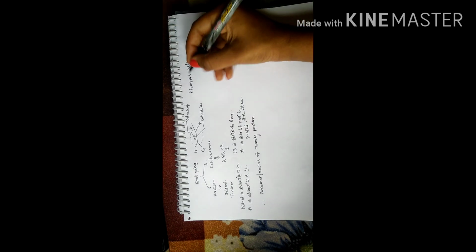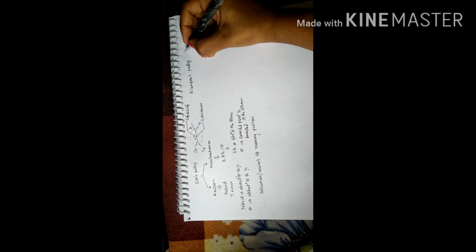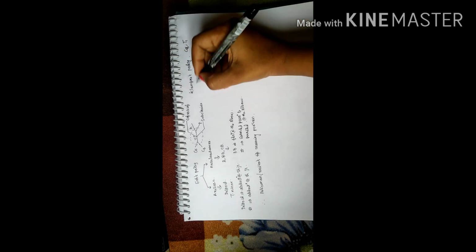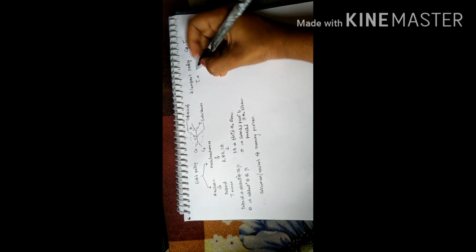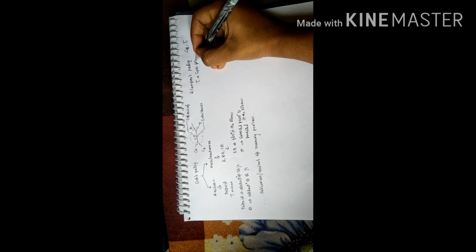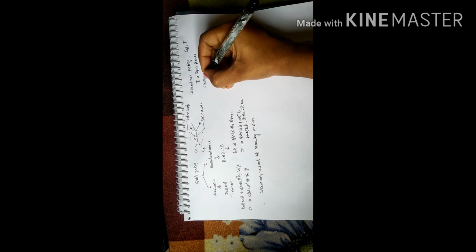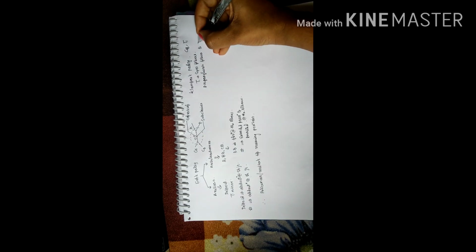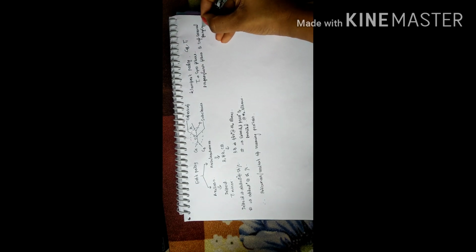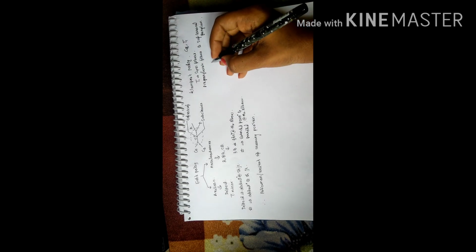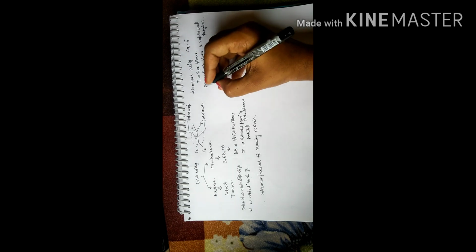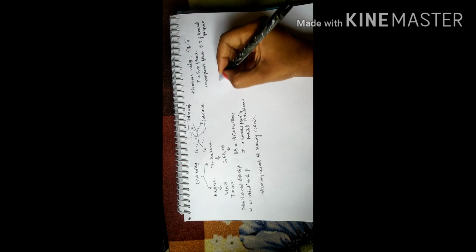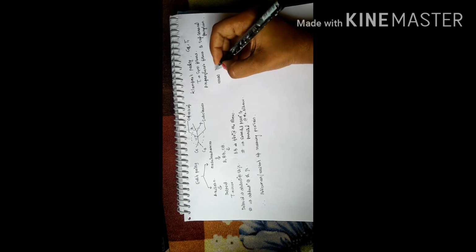Okay, and coming to Klumpke's palsy, the roots which are affected are C8 and T1. And you should know that T1 carries sympathetic fibers, that is preganglionic fibers to the superior cervical ganglion. Lesion of C8 and T1 results in weakness of the intrinsic muscles of the hand.